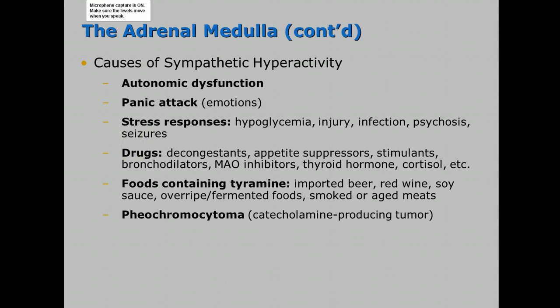So what are some of the things that happen with this sympathetic hyperactivity? Well, it can just happen, just be an autonomic dysfunction. We can have panic attacks, which is an emotional response. Sometimes people with hypoglycemia, an injury, infection, psychosis, or seizures can have issues. Drugs can cause this: decongestants, appetite suppressants, stimulants, bronchodilators, MAO inhibitors, thyroid hormone, cortisol, etc. And foods containing tyramine, which include imported beer, red wine, soy sauce, overripe fermented foods, smoked or aged meats, or something called a pheochromocytoma, which is a catecholamine producing tumor.